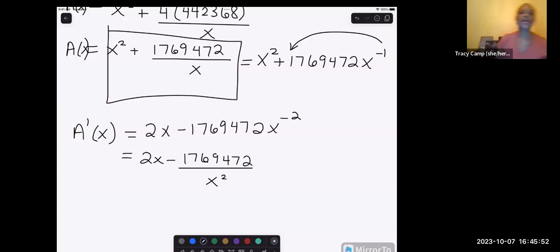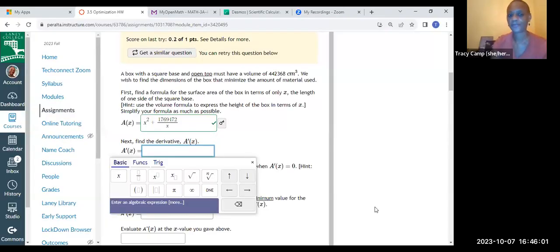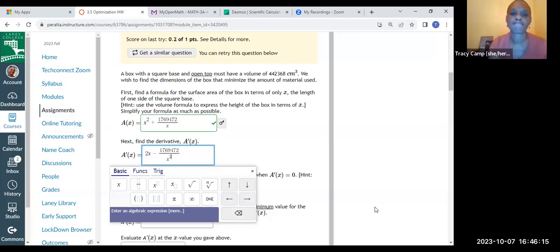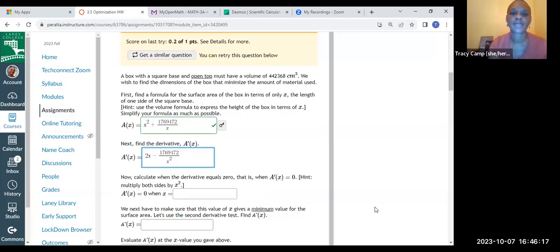So that's what we're doing next. We just found the derivative, and we're finding the derivative so that we can find the critical numbers, right? So 2x minus 1,769,472 over x squared. Next, calculate when the derivative equals 0. So we're finding the critical numbers, right?